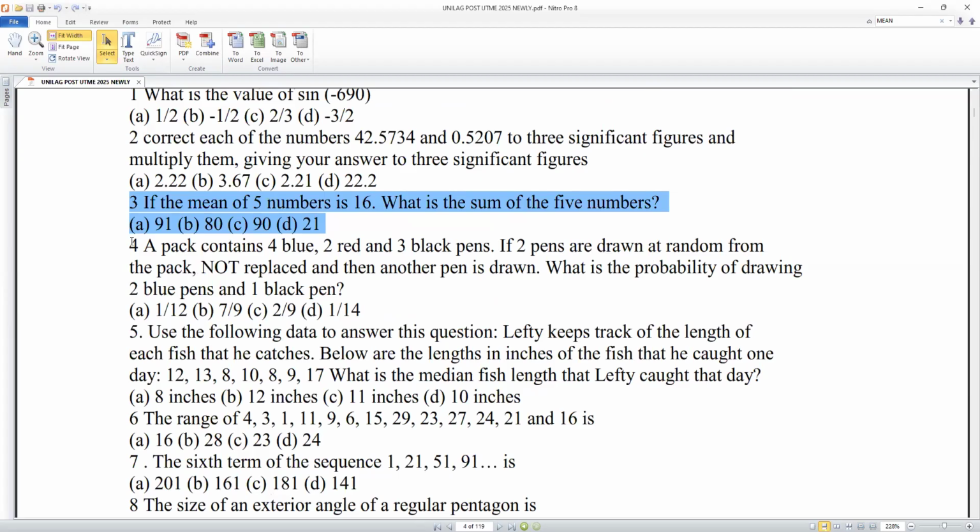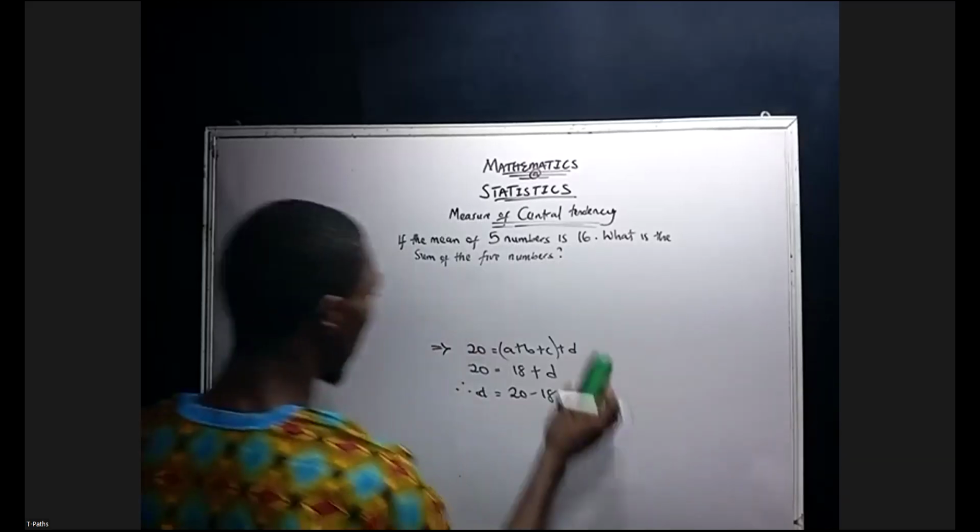The question says that if the mean of 5 numbers is 16, what is the sum of the 5 numbers? So, here is another question. What is the sum of the 5 numbers? Okay. Here comes our solution.